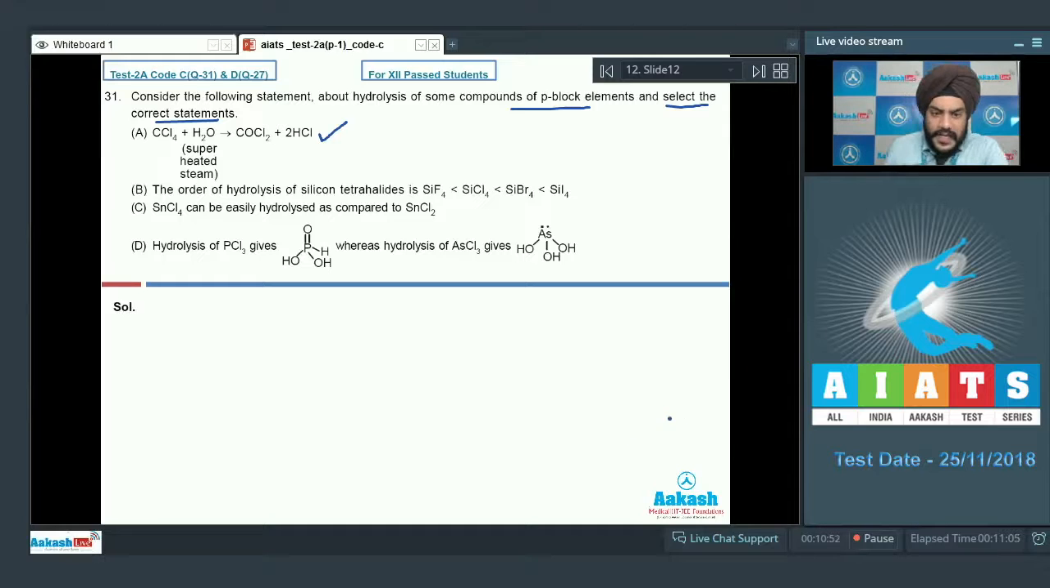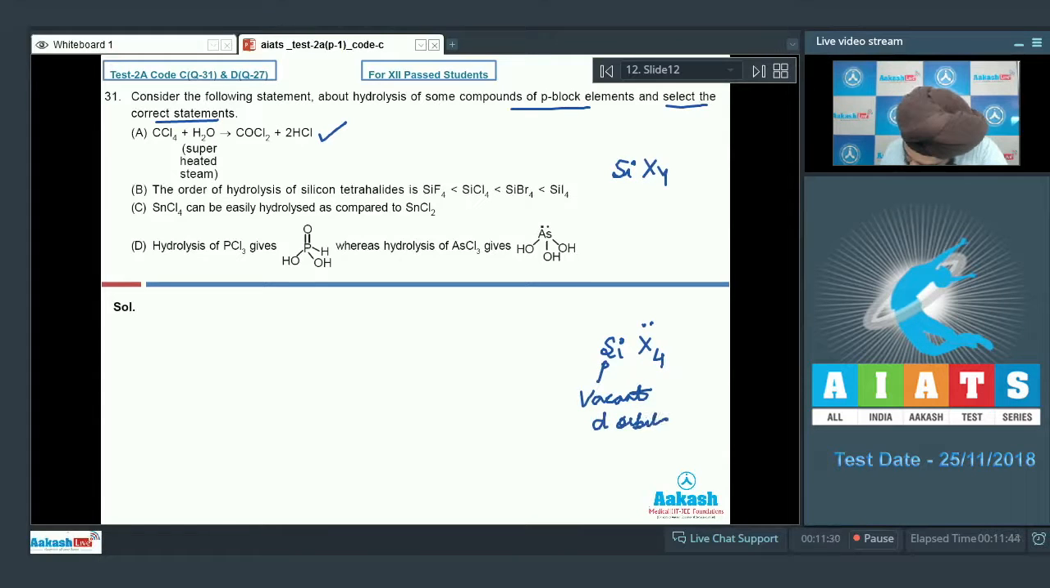The order of hydrolysis of silicon tetrahalides is SiF4 less than SiCl4 less than SiBr4 less than SiI4. So students, there are two competing factors going on in these types of molecules, the silicon tetrahalides. One is the pi back bonding. The X has a lone pair of electrons, whereas silicon has a vacant d orbital, so there will be pi back bonding. But the electronegativity of the halogen atom also has to be taken into account.